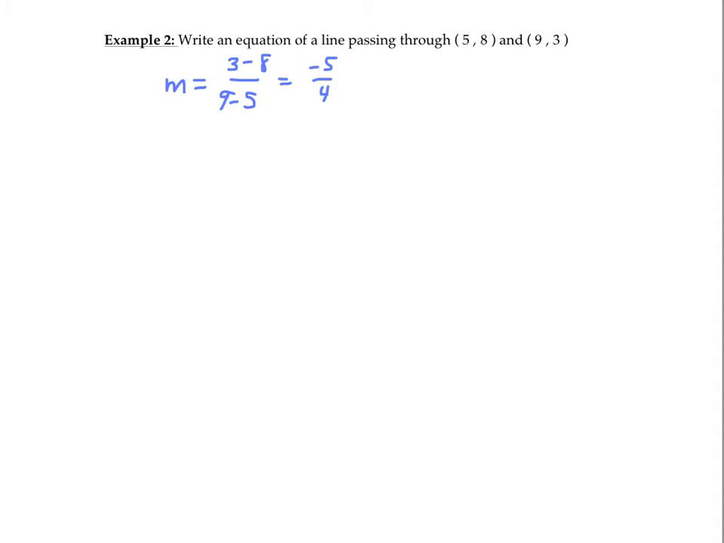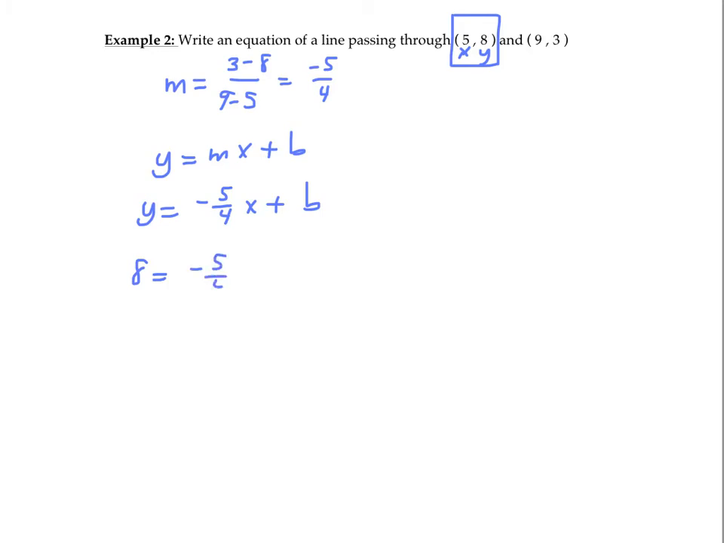So far in our equation, again, our goal is to get our equation in slope-intercept form, y equals mx plus b form, and so far we know y equals negative 5/4 x plus b. Okay, next we're going to choose a point and plug it in for x and y. So 5 is going to go in for x, 8 goes in for y. So 8 equals negative 5/4 times 5 plus b. 8 equals negative 25/4 plus b.